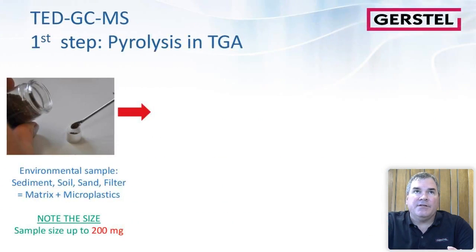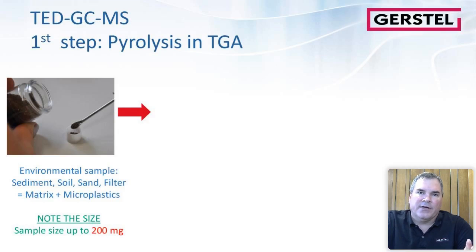So looking at this in detail, here's how this works. In the first step, we're going to pyrolyze in TGA. So we're going to take an environmental sample. This could be sediment, soil, sand. If you're looking at drinking water, you would have run the sample through a filter. So now you've got a solid sample that you're going to put in there. Remember, that's going to have all kinds of stuff in it.